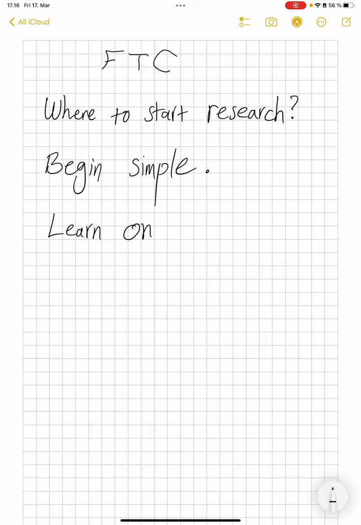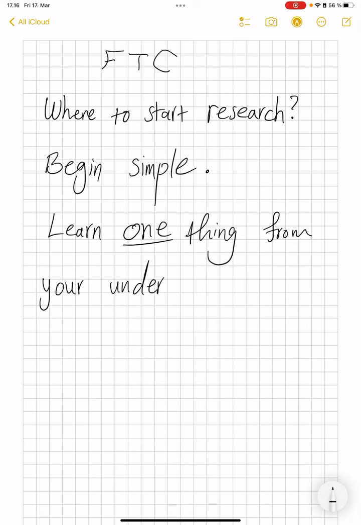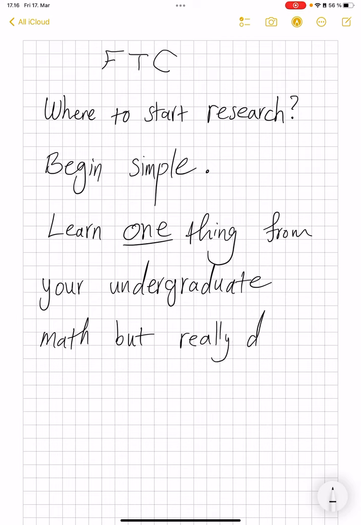Learn only one thing, say from your undergraduate topics, anything you've seen in undergraduate mathematics, but the caveat is really deeply. Take one thing that probably you liked as an undergrad, some topic that kind of intrigued you, and get deeper and learn the real thing behind it.